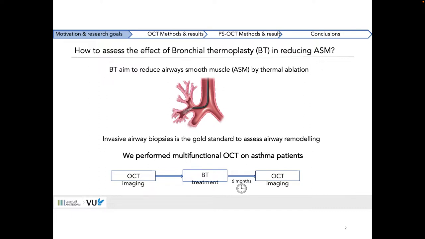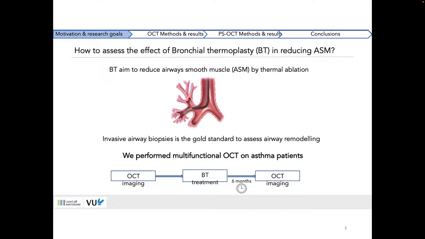So within the study, what we try to do is we have these patients, we try to measure before they get the treatment and after they get the treatment. And then from our measurements, we try to determine the thickness of the smooth muscle and compare it with the measurements from histology that were taken at the carina.